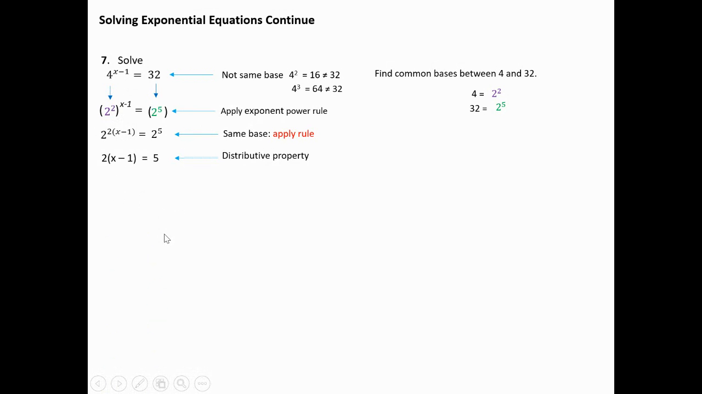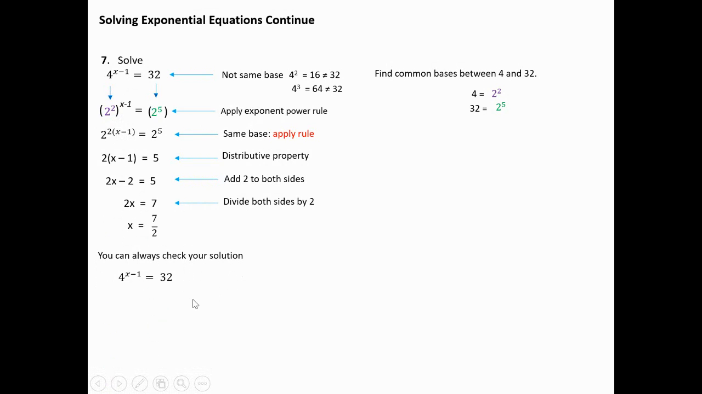Right here, we're going to distribute. And then here, we're going to add 2 to both sides. And next step, we're going to divide by 2. So the answer will be 7 over 2. And again, we can always check our work. We put 7 over 2 where the x is. It's going to give us what? 4 to the 5 halves power. And if you put that in the calculator, 4 to the 5 halves power is going to give us 32. So we know that the answer is correct. So x equals 7 over 2.